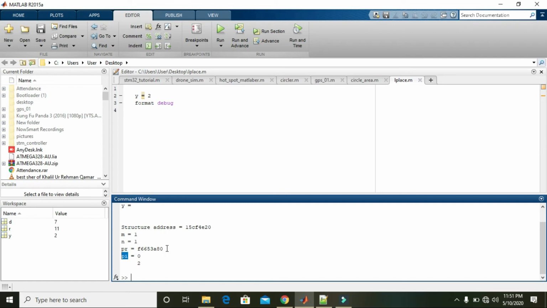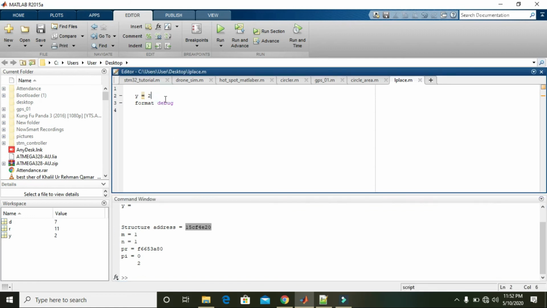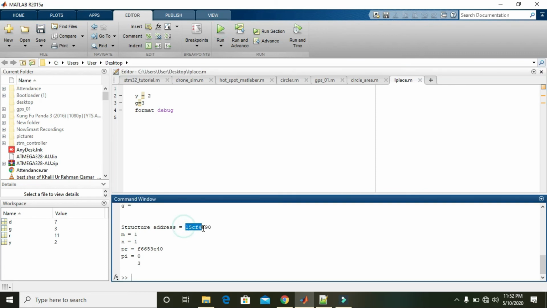And we know that this address is always in the hexadecimal format, like in Arduino or in controllers, it's usually like 0xff and things like that. So here you can do this for some other variable like g is equal to 3, and press enter, and you can see that it also shows the address of g is equal to 3, and both are different.